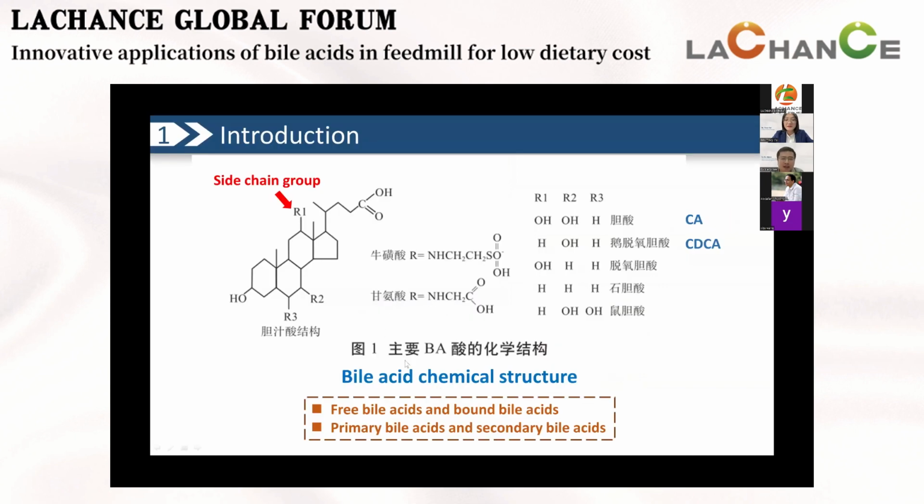Here is the chemical structure of bile acids. We can see that the difference between the different kinds of bile acids is mainly the three side chain groups. The different side chain groups make the different kinds of bile acids. Bile acids can mainly be divided into two types, primary bile acids and secondary bile acids.